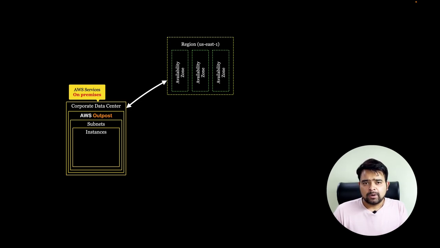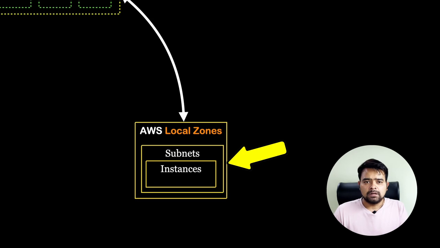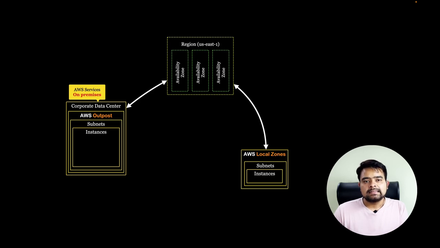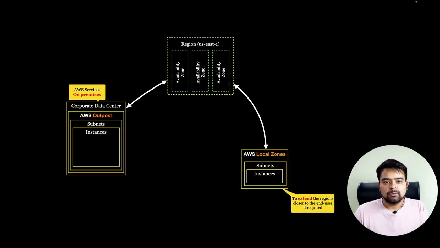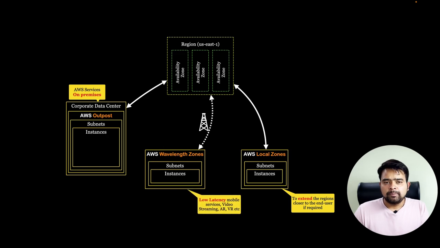Now, for some special requirements, these AWS regions can be extended physically closer to the end users with a service called AWS Local Zones, where again, we can set up your services and subnets and run your instances. The main purpose of this is to extend the region closer to the end user in case required. Something very similar to AWS Local Zones is AWS Wavelength Zones, where the concept is exactly the same. The only difference is that wavelength zones are connected with the AWS region through a high-speed 5G network, which is more appropriate for remote services like mobile streaming, AR, VR, etc.